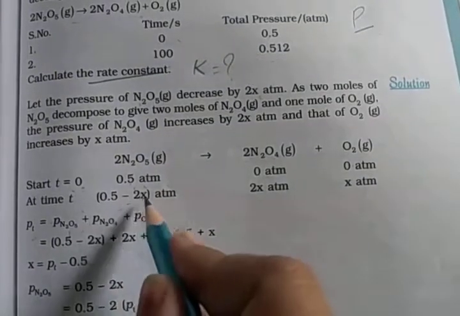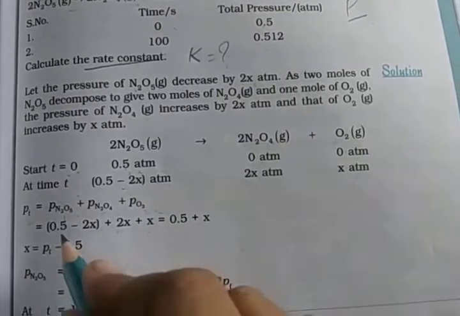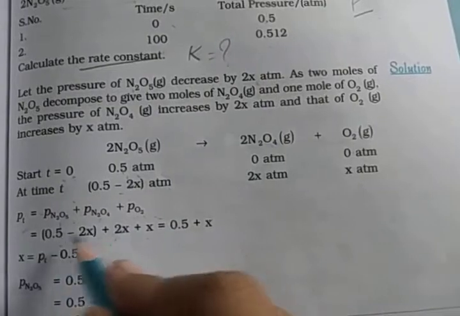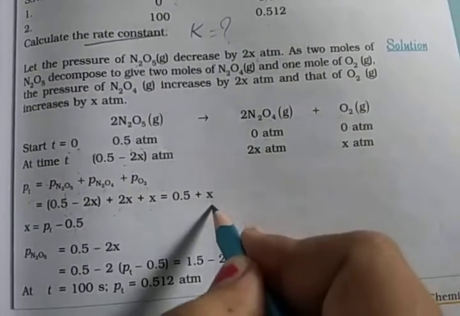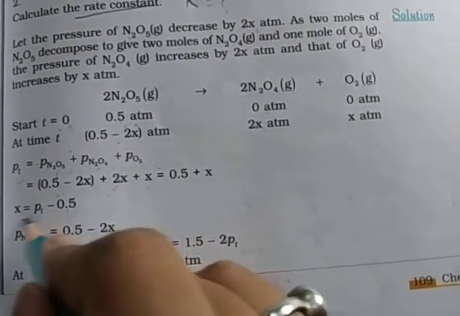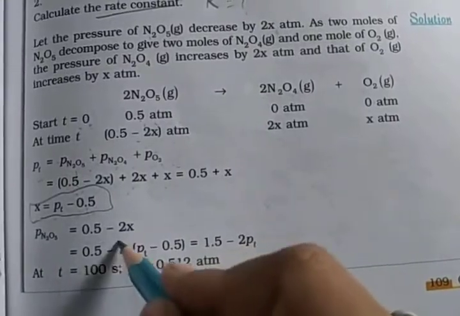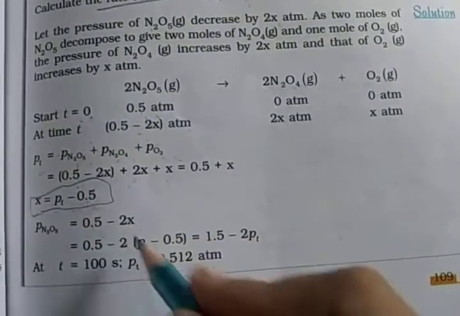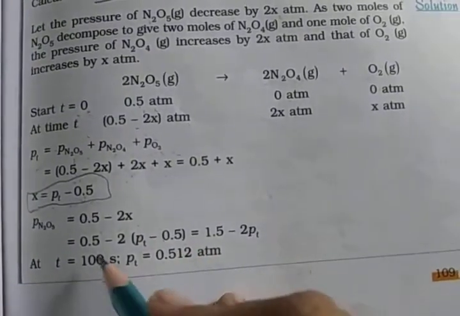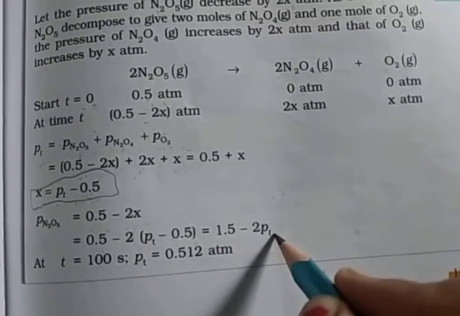So PN2O5 plus PN2O4 plus PO2. PN2O5 is 0.5 minus 2x, PN2O4 is 2x, and PO2 is x. Calculating, minus 2x cancels with plus 2x, so Pt equals 0.5 plus x. Then x equals Pt minus 0.5. This is the value of x. Then PN2O5 is equal to 0.5 minus 2x, and the x value is Pt minus 0.5. Put it here: 0.5 minus 2 times (Pt minus 0.5).